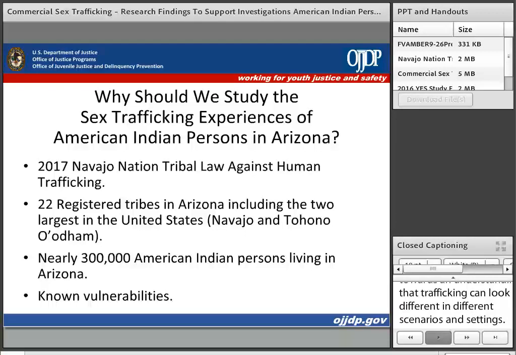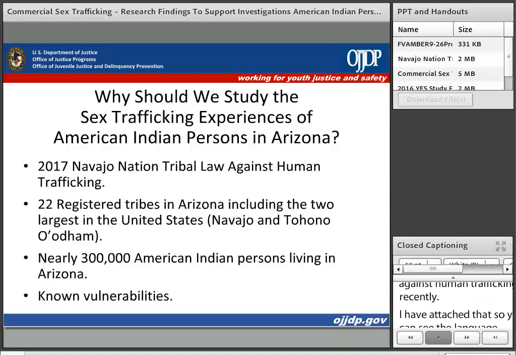We also have some good news: the Navajo Nation, the largest tribe in our country, has one of their council members as part of our Arizona Human Trafficking Council out of our governor's office. He worked really hard and got through a law against human trafficking just recently, and I have attached that so you can see the language.